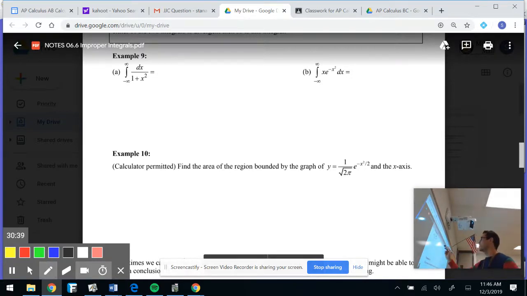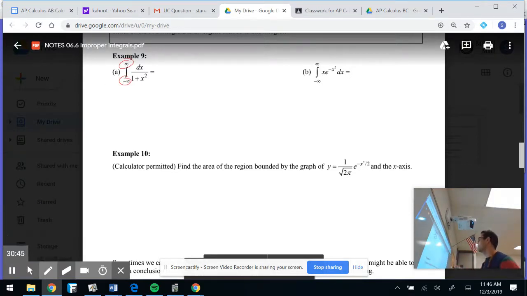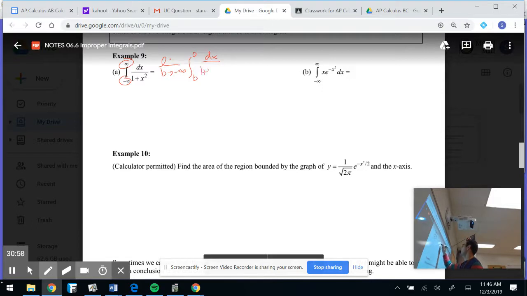If you notice, it's a doubly improper integral. I switched to the red. When it's doubly improper, we do 2 limits. So here we go. We're going to do this one from b to 0. We're going to kind of break it off: dx over 1 plus x squared dx plus, we're going to do the limit. And this time I got to use c because c is going to represent infinity. And that's going to be 0 to c of dx.